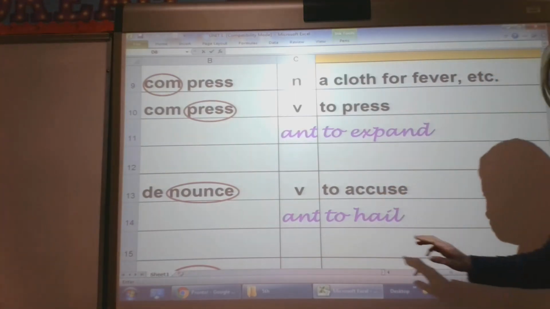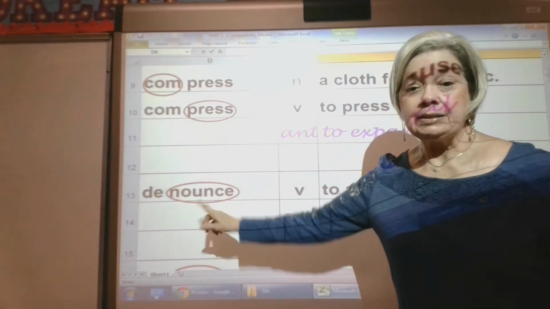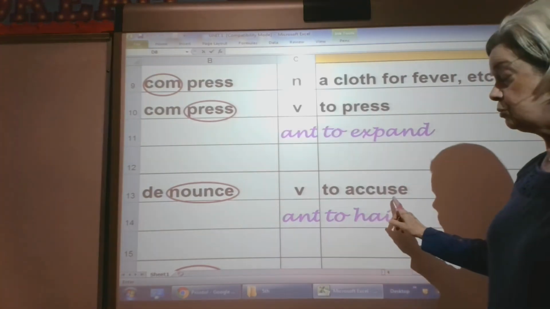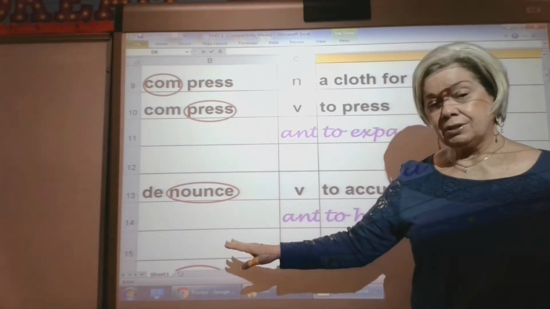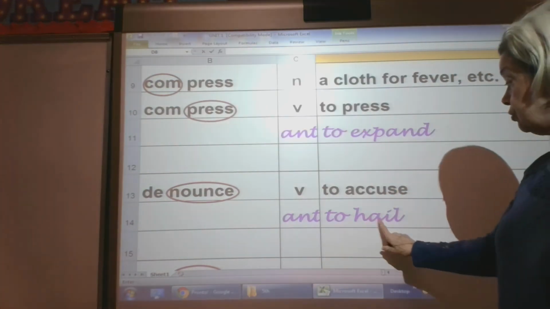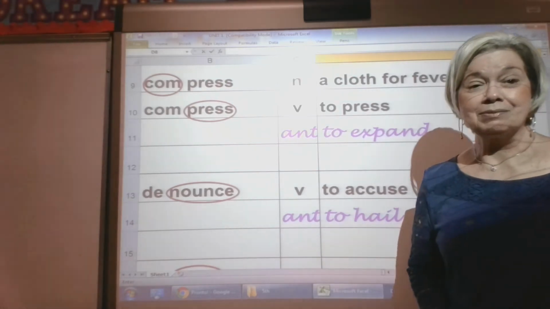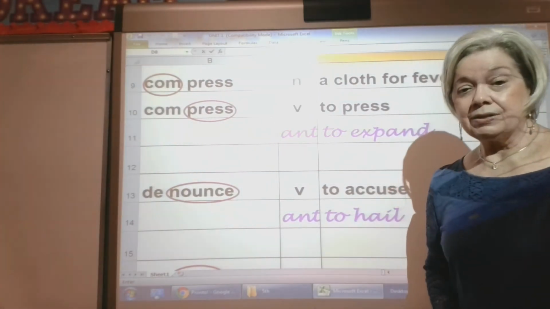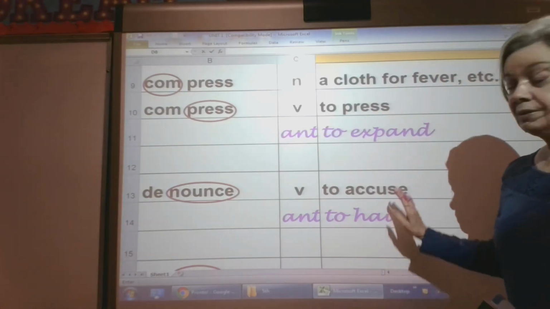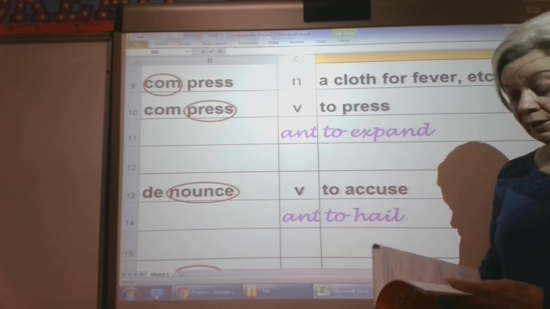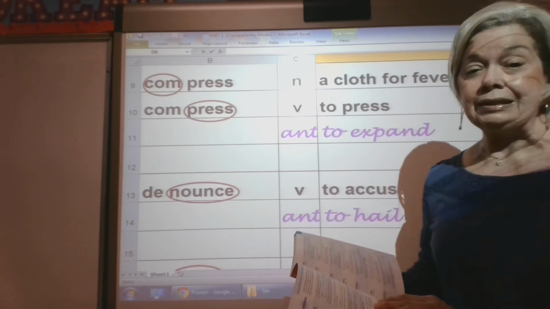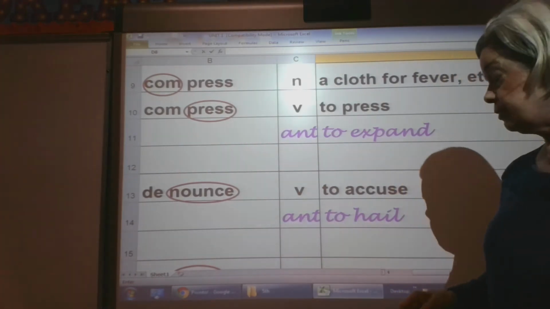Then we would go to the next word, which is denounce. Denounce, the stress is nounce. It is only an action. It means to accuse. The Jews denounced Jesus of a crime. The Jews accused Jesus of a crime. The antonym is to hail, and this is not the hail like we sometimes have falling from the sky. This is like, Hail Mary, full of grace. This is where we praise her. This is the opposite of accusing. We then go to the sentences and we say the United Nations decided to publicly denounce the tyrant's crimes.